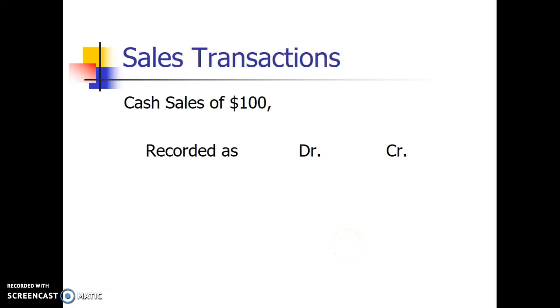Okay, so I'm going to walk you through some sales transactions for a merchandiser who's using the perpetual method. So let's say they sold merchandise for cash of $100. We would record this as receiving cash, so we would be debiting cash for 100, crediting sales revenue for 100.